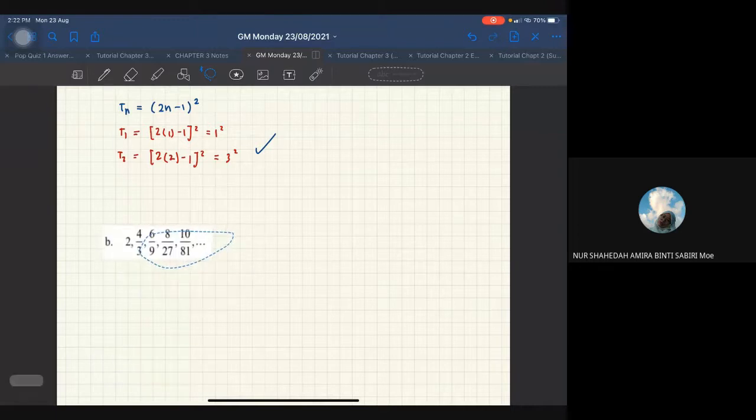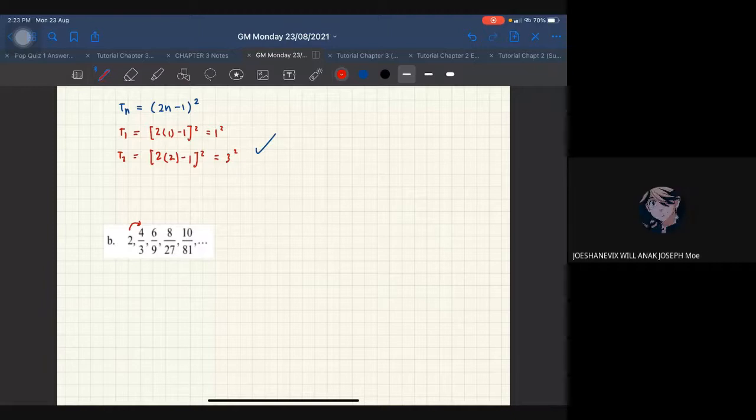Kita buat yang atas sikit. Untuk soalan yang B ni, dia adalah sequence yang melibatkan fraction. Kita tengok dulu bahagian atas itu, apa pattern yang ada. Awak tengok bahagian numerator daripada 2 pergi 4. Macam mana? Pattern dia adalah? Darab 2. Darab 2 ke tambah 2? Darab 2.